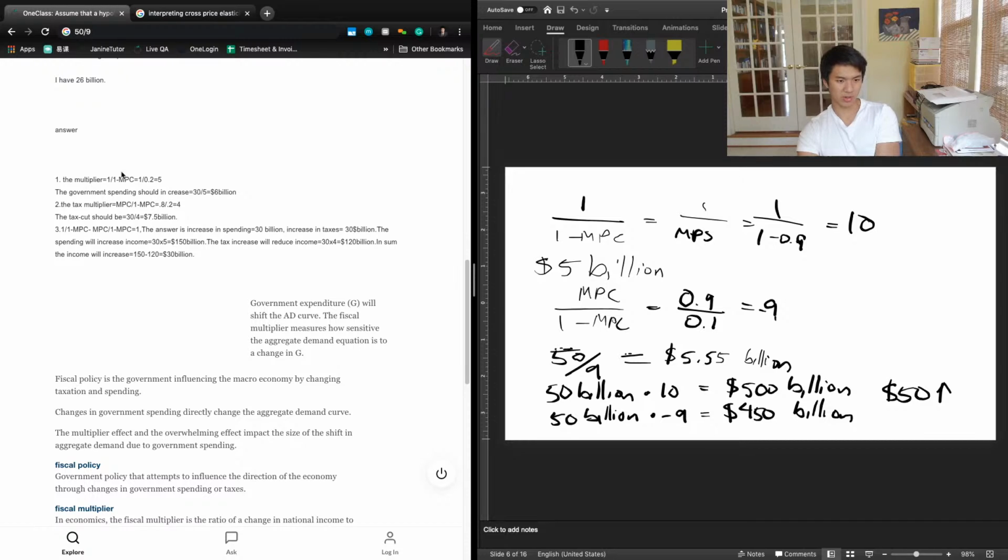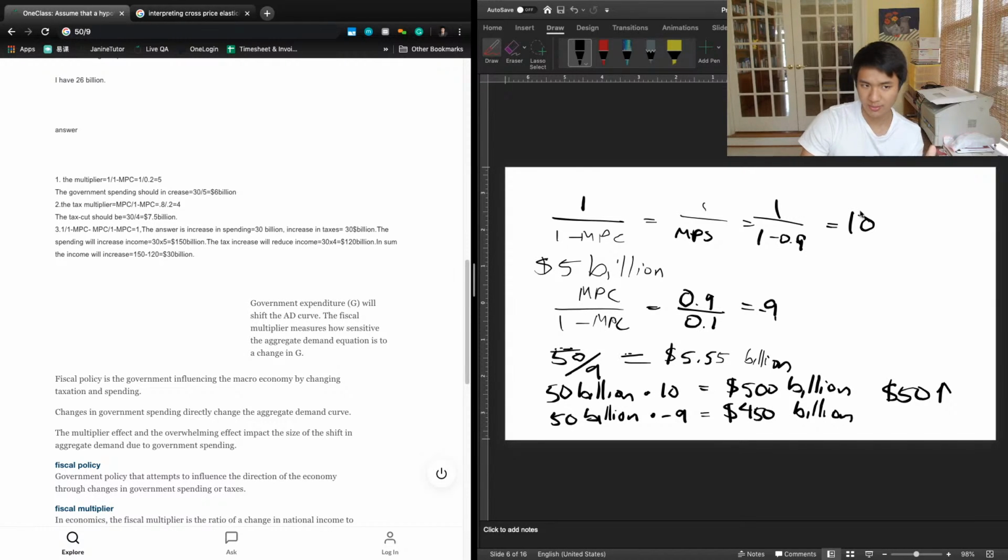Let's take a look at their answers, their work. So for their work, they calculated the multiplier for spending given by 1 divided by 1 minus MPC. That's the same thing we did, and they get a multiplier of 5. And they say that if you want to increase aggregate demand by $30 billion, then you need 30 divided by the multiplier of 5, a $6 billion increase in spending. And that's the same process we had.